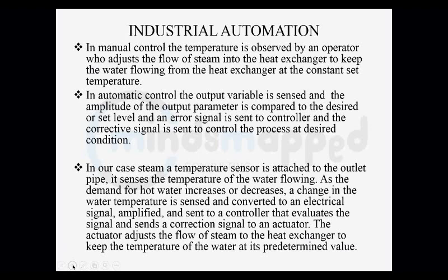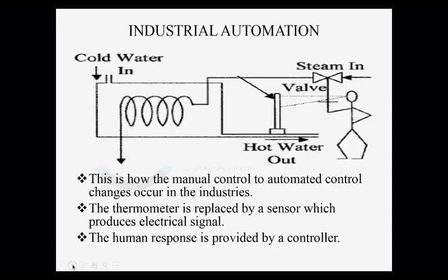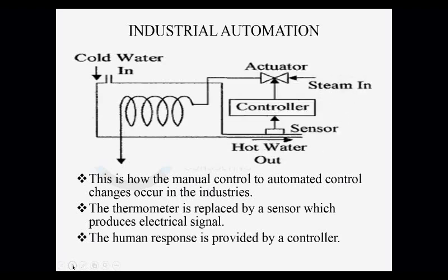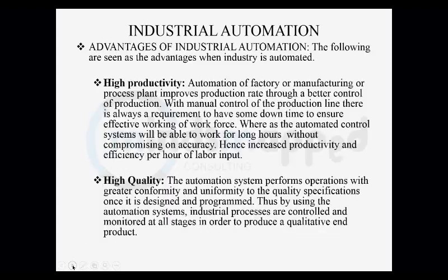Any questions? No. Right. So we can see the image here now. This is how the change from manual control to automated control occurs in industry. The thermometer is replaced by a sensor, which produces an electrical signal. The human response is now provided by a controller. So you can see we have replaced it with a controller which receives an input from the sensor and provides an output to the actuator of the valve, right? We move forward.